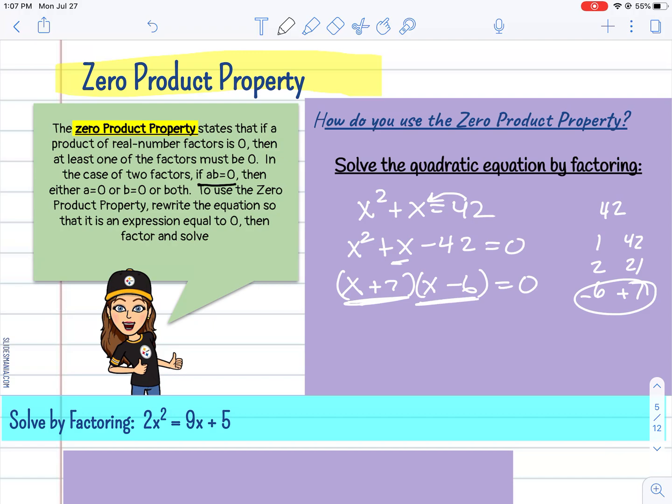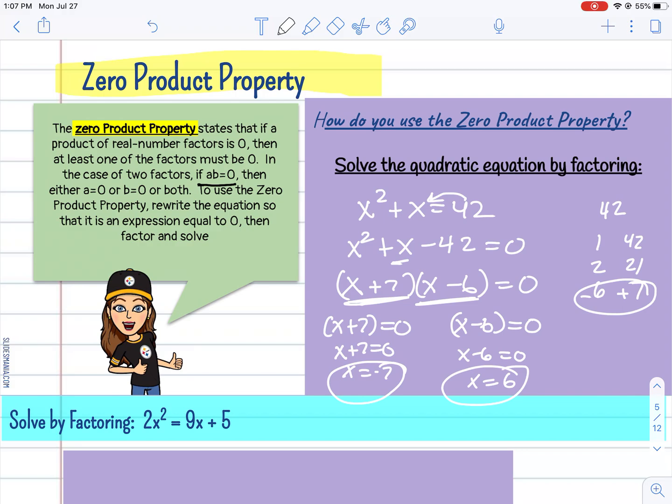Now I'm saying that this factor times this factor is giving me 0. So that means that one of those two parentheses must equal 0, or even both of them. So we bring them down and we set each one equal to 0, and we solve from there. So this one would be negative 7, and this one would be 6. So those would be our solutions.